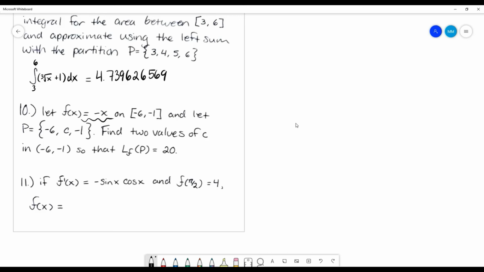So we're given this function of negative x on this bound. If I sketch f of x equals negative x, it's going to look something like this, and we're looking at it from -6 to -1. So I'm going to include that, and somewhere in between these two numbers is some number c. We want to find two values of c within this interval so that our lower sum equals 20.